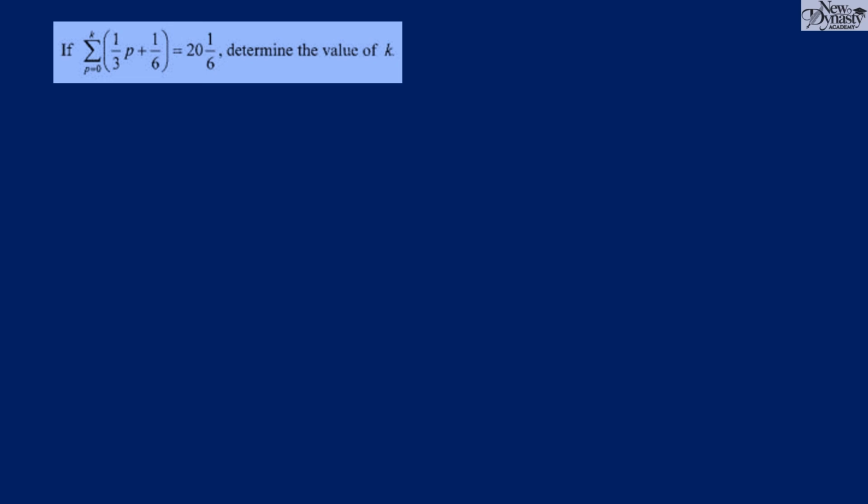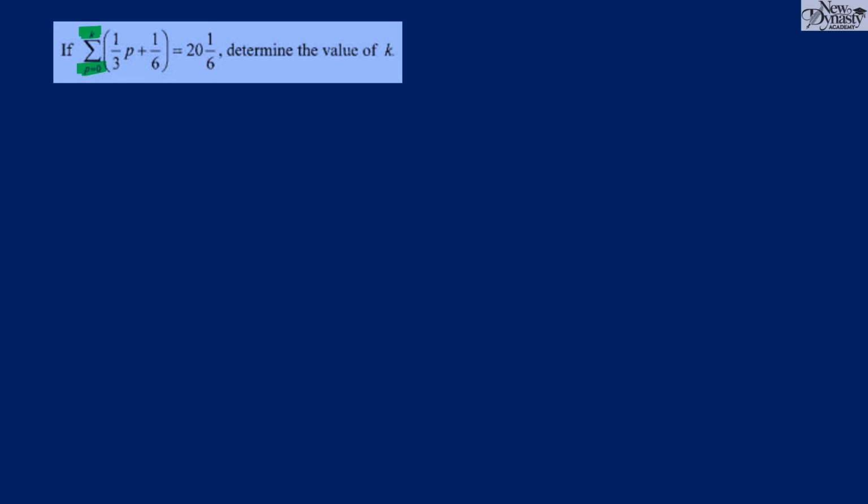I've added this question out of interest. It looks so interesting. It says if the sum of that expression is equal to 21 over 6, determine the value of k. So here we are starting off with p equals 0 and ending at k. That's what this expression says to us.